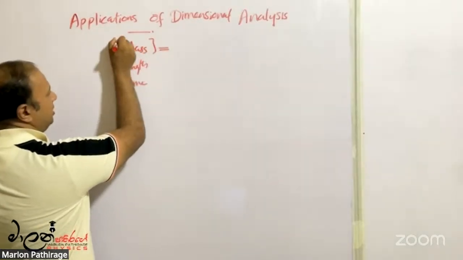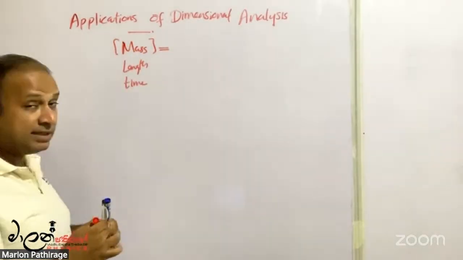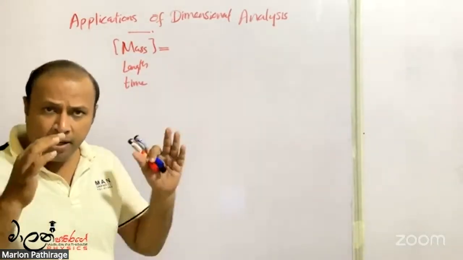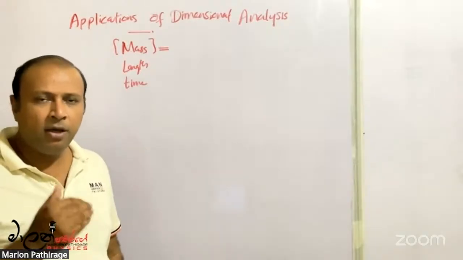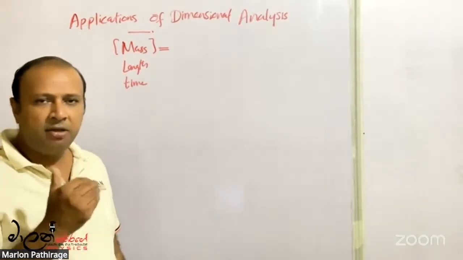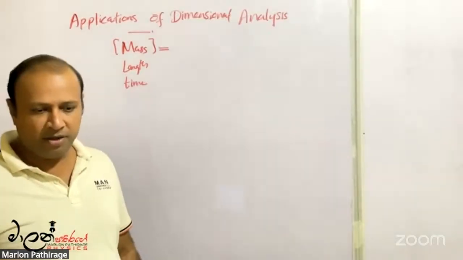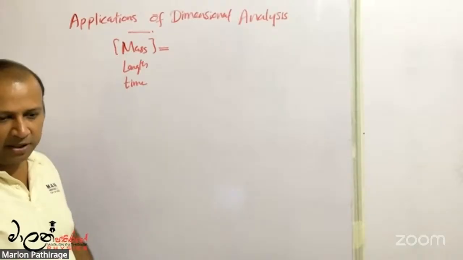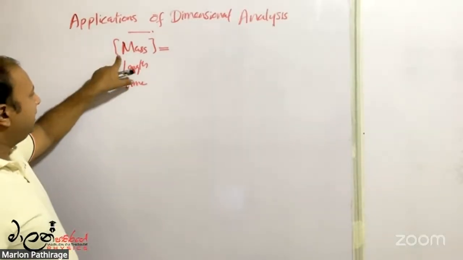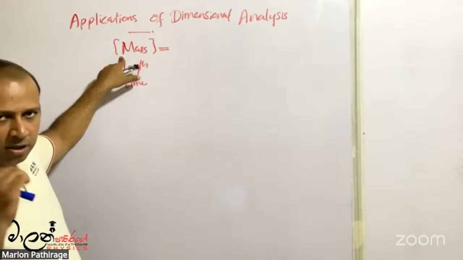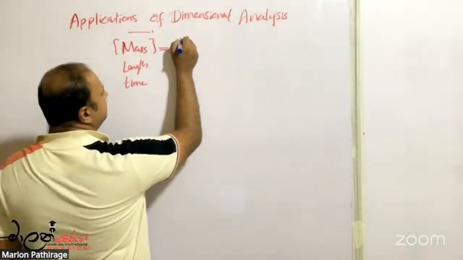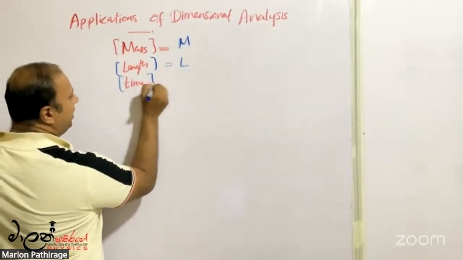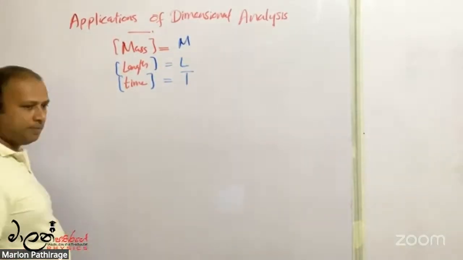Dimension of mass. As I mentioned earlier, dimension can be represented by square brackets. Therefore, if we want to write the dimension of some physical quantity, you have to mention it within square brackets. So the dimension of mass is M. Then the dimension of length is L. The dimension of time is capital T.